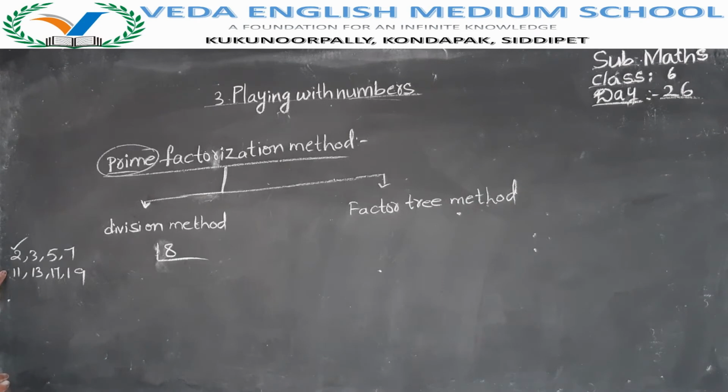The least prime number is 2. If it is not possible with 2, then you will go with 3. If it is not possible with 3, then you will go with 5. If it is not possible with 5, then you will go with 7. But you have to use prime numbers.